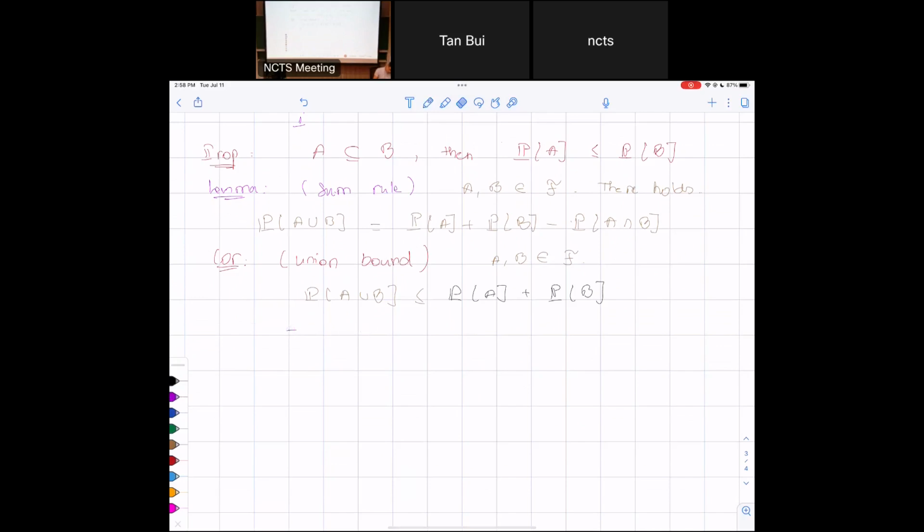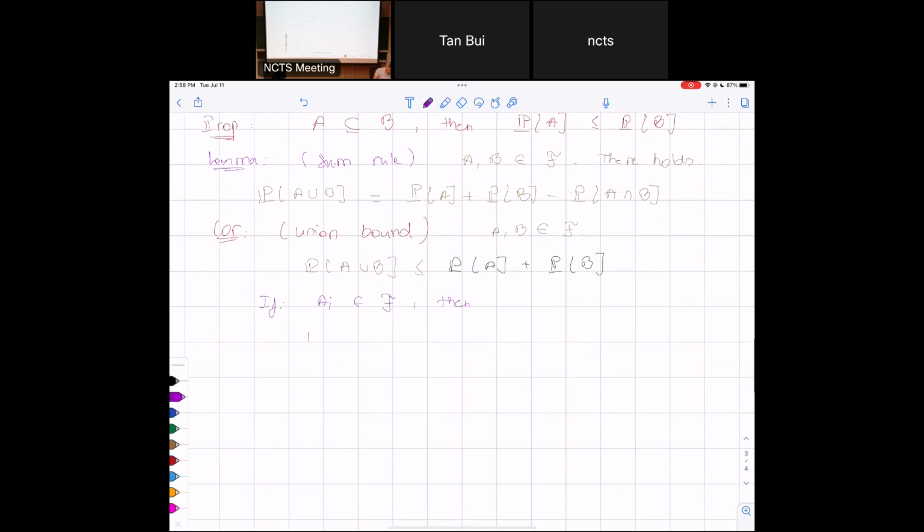Generalizations. If A_i are subsets, measurable subsets of F, then the area or the volume of the union, i from 1 to n of A_i, is less than or equal to the sum of the area or the volume of each individual shape. So those are just generalizations.